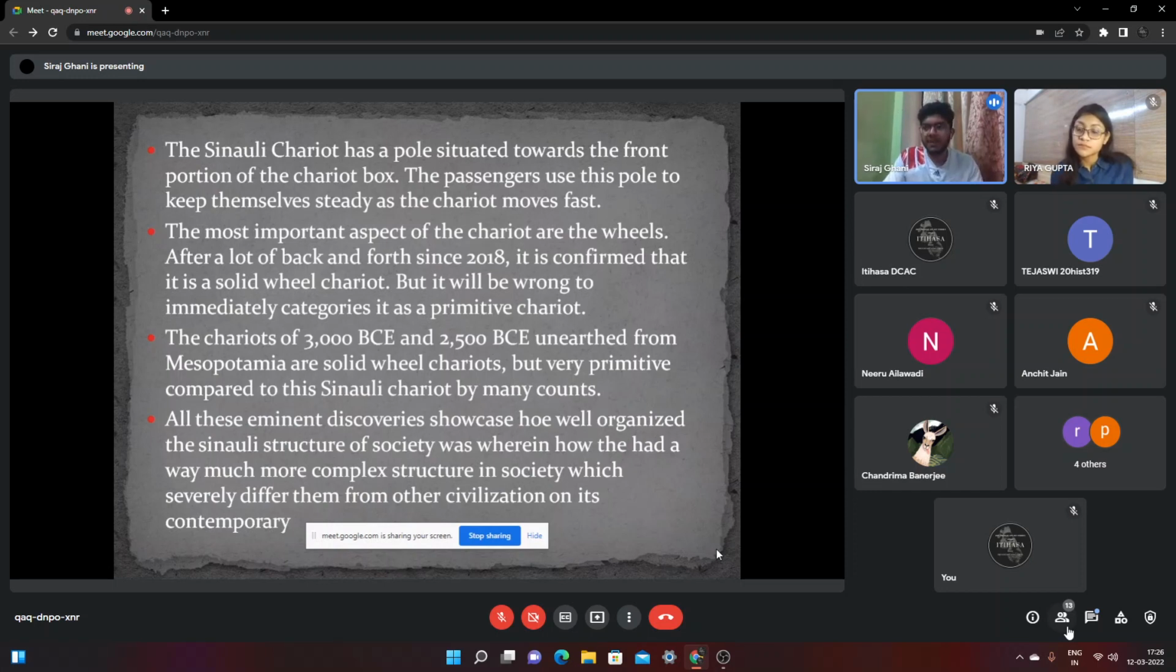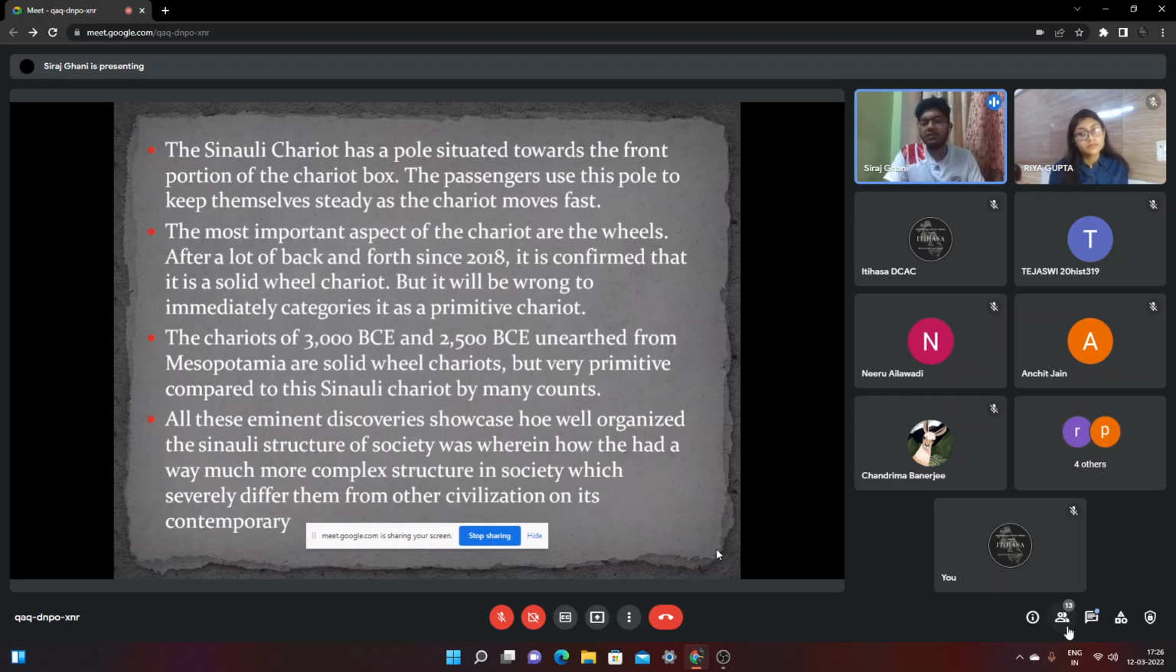But if we talk about how culturally rich the Sinauli civilization was, there was a place where they used to perform rituals as well, before burying the dead coffin. Certain burials and rituals were being performed at a site, which shows how culturally rich and enhanced these Sinauli people were.